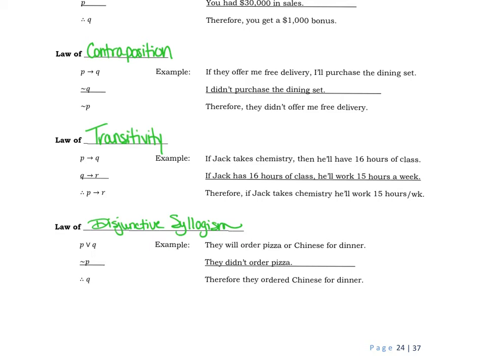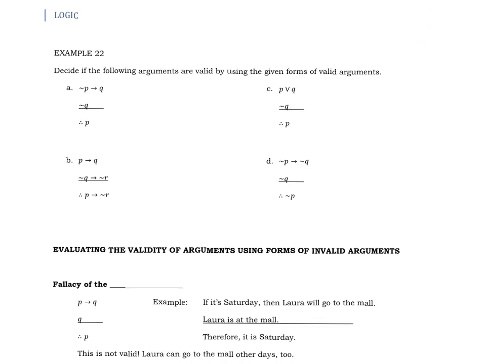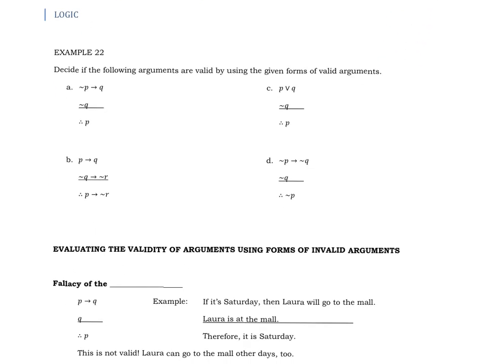Moving on to the top of the next page, I've got some examples here, and we're going to decide if they're valid using the given forms of valid arguments. In other words, do we recognize these arguments as one of the four things on the previous page? They may not match exactly. They have to match in general form. That's what we'll talk about as we continue in this portion.